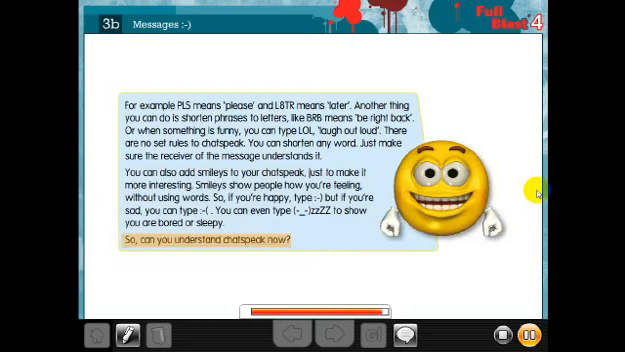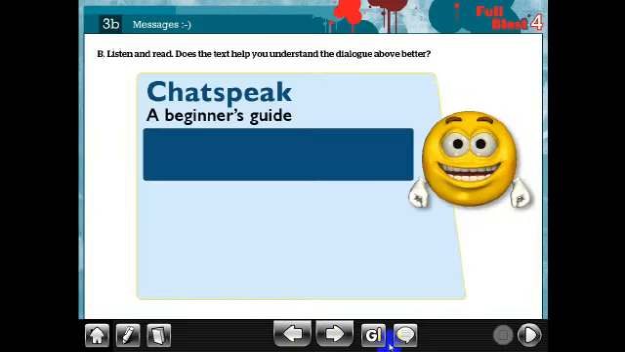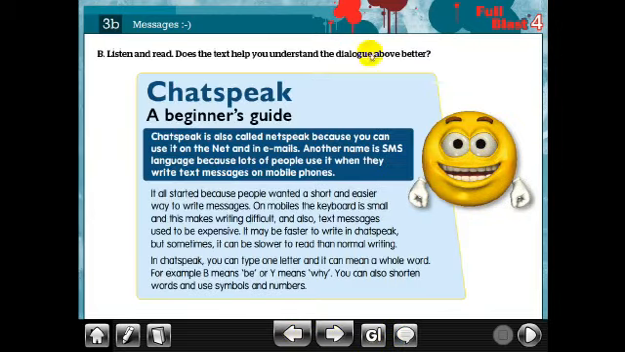So, can you understand chat speak now? Okay, thank you, my dear students. Now we will read it together. Chat speak, a beginner's guide.